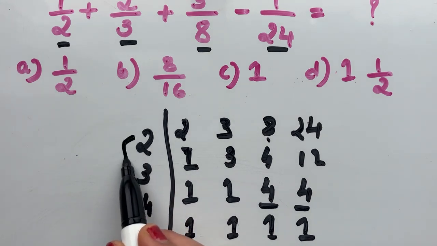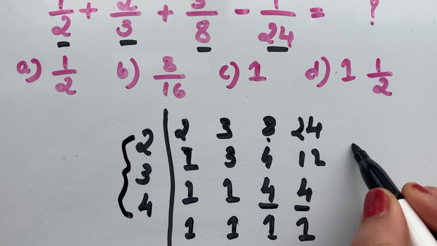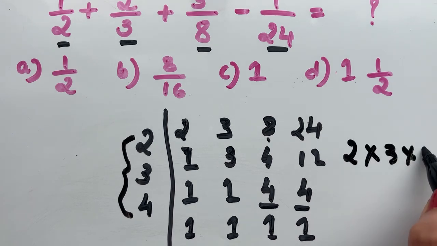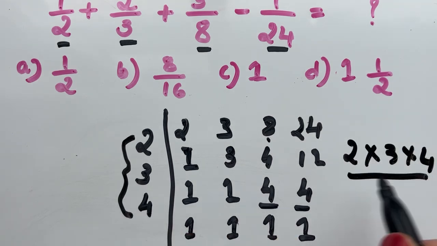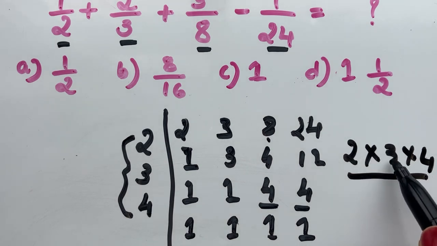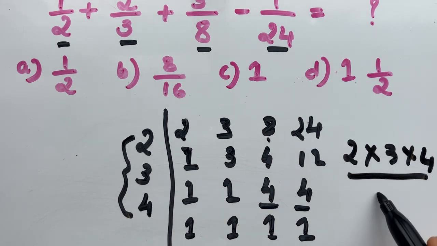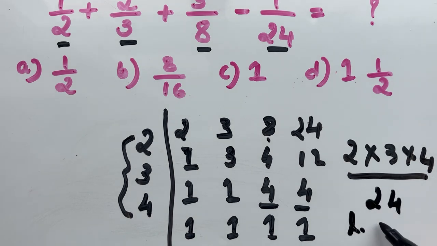Now what you have to do is multiply these three numbers: 2 times 3 times 4. What is 2 times 3 times 4? 2 times 3 is 6. 6 times 4 is 24. So the LCM or LCD is 24. Our least common denominator is 24. You can say LCM or LCD.